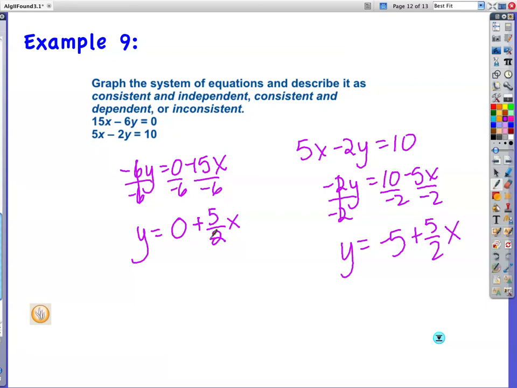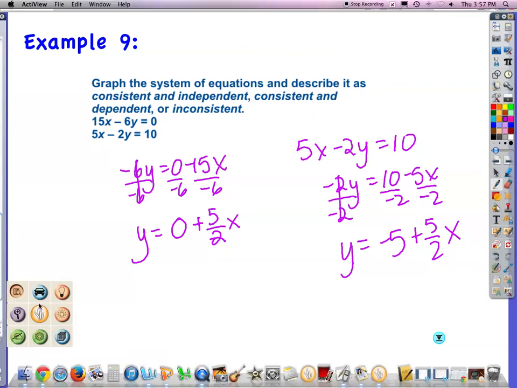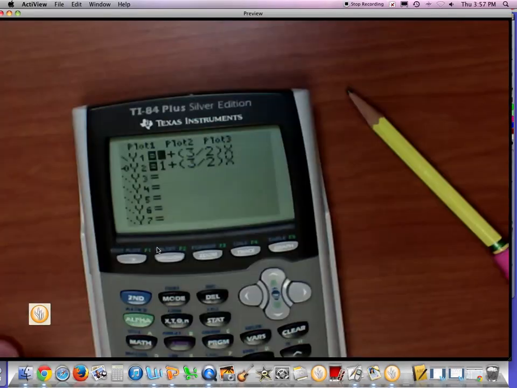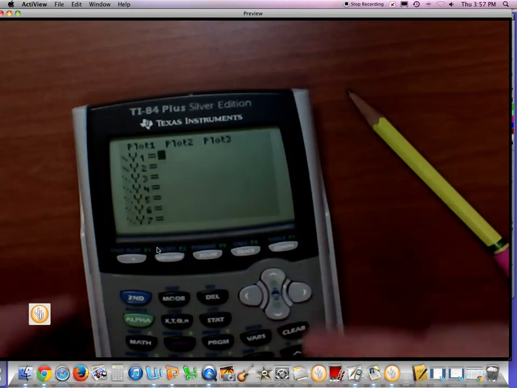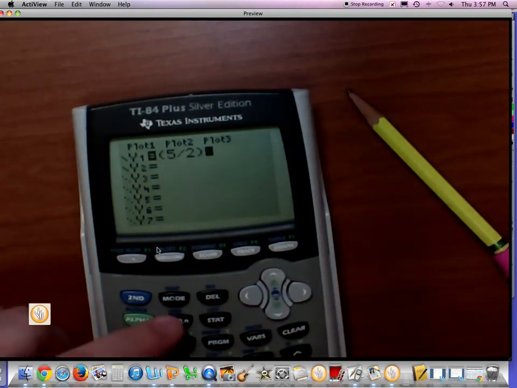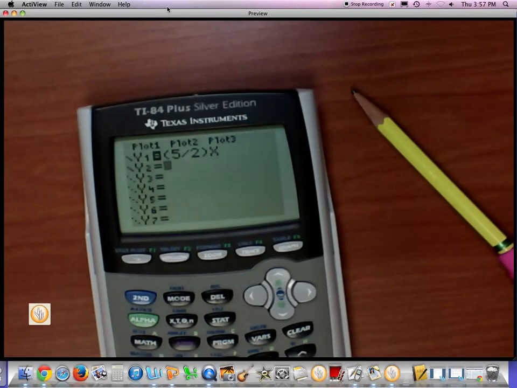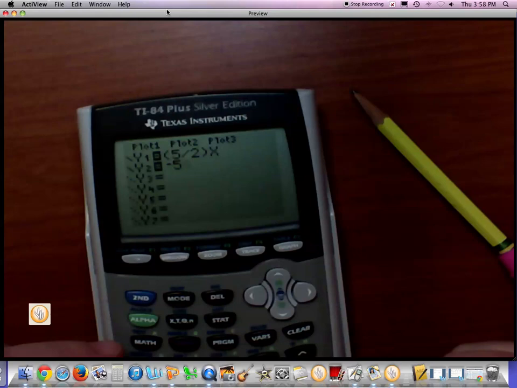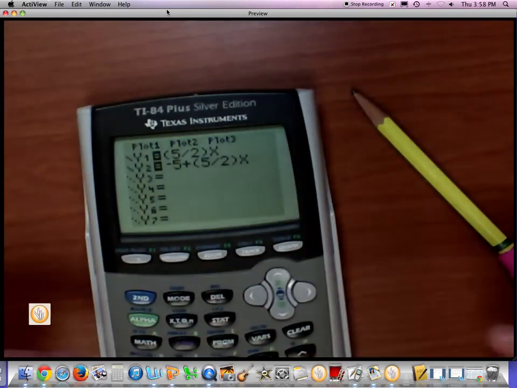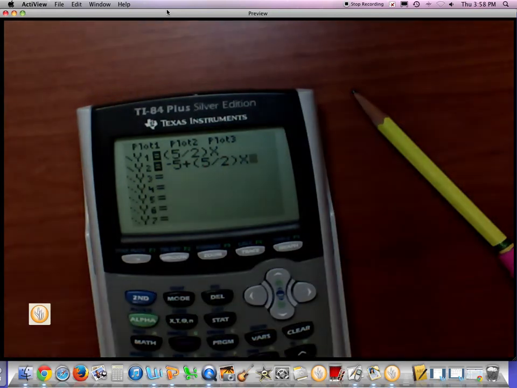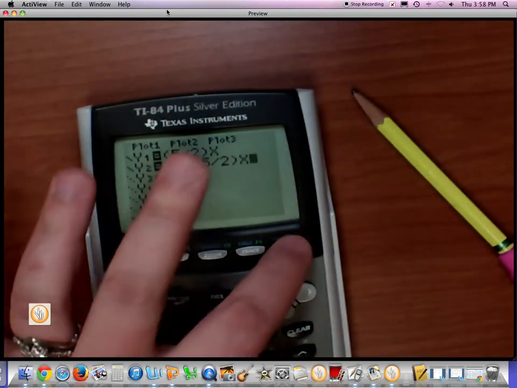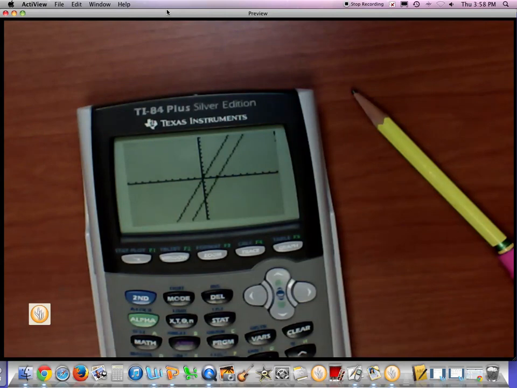Okay, now you're like, they don't even look the same. They're going to graph out something different. What are we looking at now? So I go to my graphing calculator and I type in 5 divided by 2x, and then I have, I think it was negative 5. Oh, negative 5 plus 5 divided by 2x. How dark is that getting as I'm leaning over? Well, I think you can still see that. All right, we're going to graph that. There's one line. There's the other line.